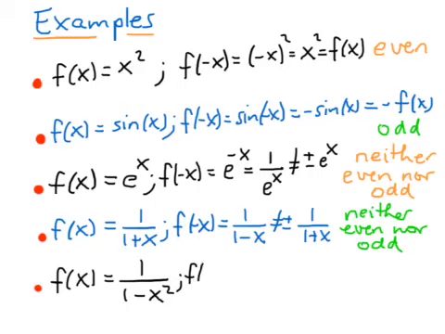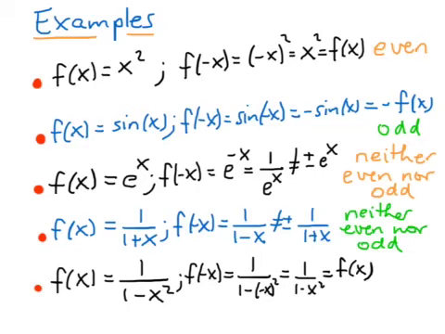And our final function on this slide is 1 over 1 minus x squared. So f of minus x is 1 over 1 minus, this is minus x squared. And just as in our first example at the top, minus x squared is plus x squared, so we're going to have 1 over 1 minus x squared. This is our original function, f of x. It's exactly what we started with. So therefore we conclude that this is an even function.